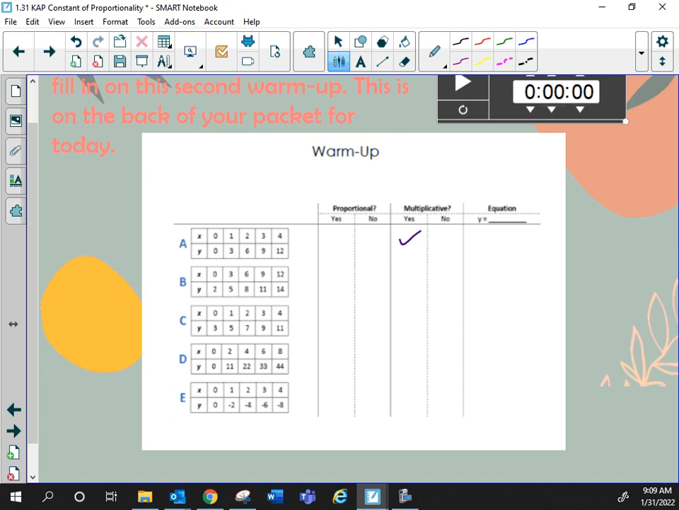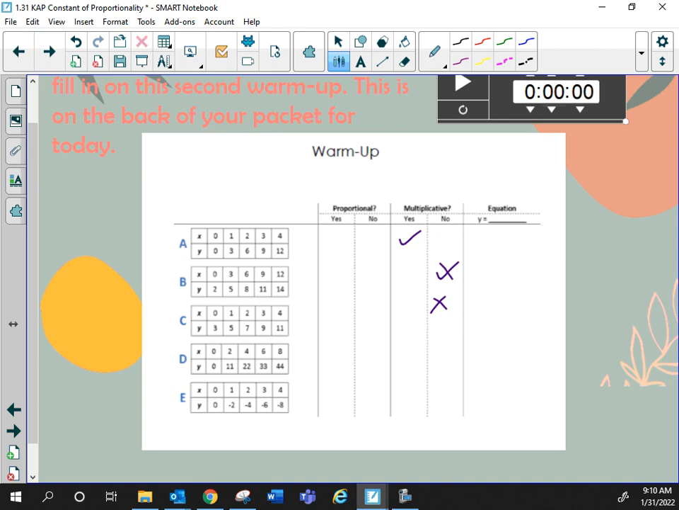Great. For the second one, no. Automatically I can say no because it's not 0, 0. Or you can put an X if you want to do that. For C, no, because it doesn't go through the origin. Y'all can say it a little prouder.